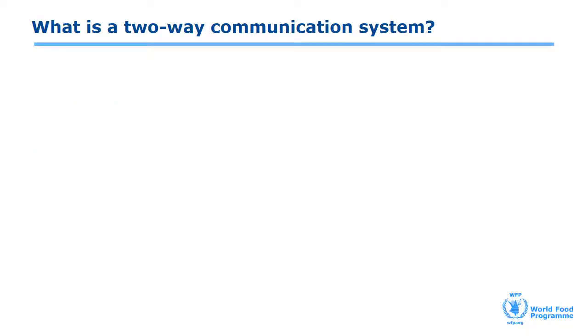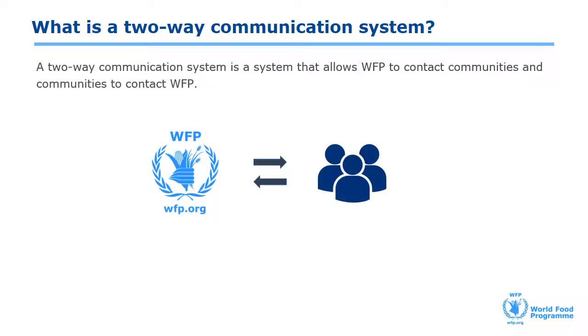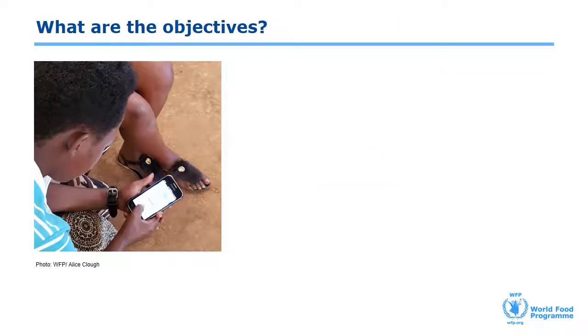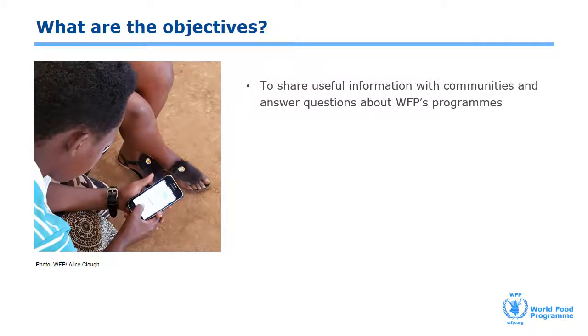First, what do we mean by a two-way communication system? When we use this term, we refer to a system that allows WFP to contact the communities that we serve, and them to contact WFP. This system has a number of objectives. It can be used to share useful information with communities. For example, we share information about WFP programs, market price updates, and information about market access. It can also be used to receive feedback from people in the communities where we work.